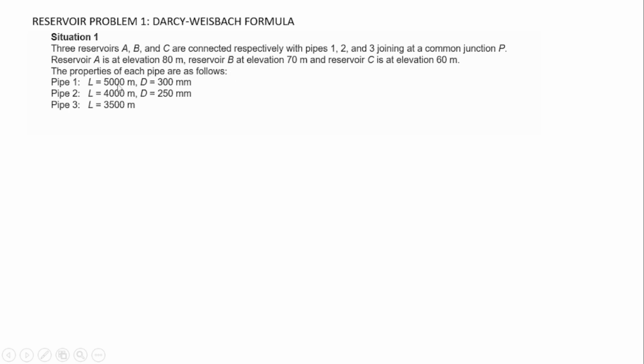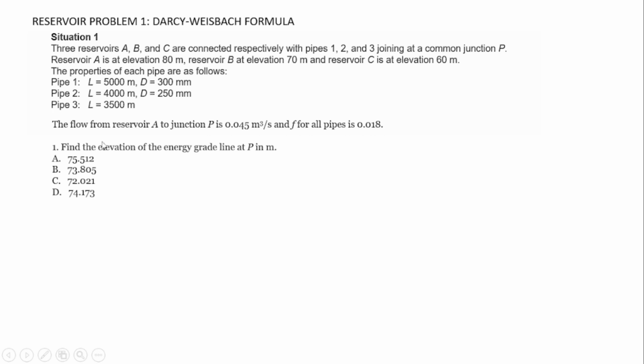Pipe 1, length is 5,000 meters, diameter is 300 millimeters. Pipe 2, 4,000 meters and the diameter is 250 millimeters. Pipe 3, the length is 3,500 meters and the diameter is unknown. The flow from reservoir A to junction P is 0.045 cubic meter per second, and the friction factor for all pipes is 0.018. So we are given here the discharge from reservoir A to junction P.